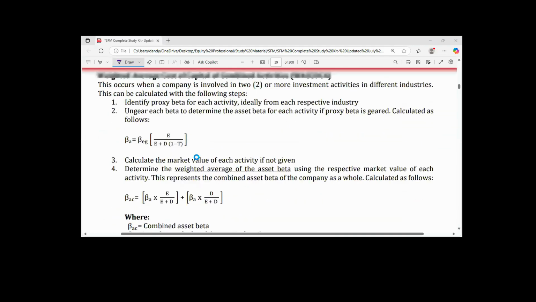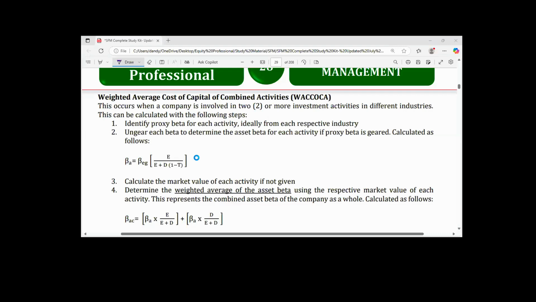All right. So there are 7 procedures that you need to carry out whenever you want to calculate WACOCA. The first step is to identify the beta of each activity. Like I mentioned the other time, a company may be operating in an education business at the same time as having a communication business. So those are 2 different activities. So what is the beta in education? What is the beta in communication? So that means you have identified the beta. Then once you have identified the beta in each activity, you move to the second step.